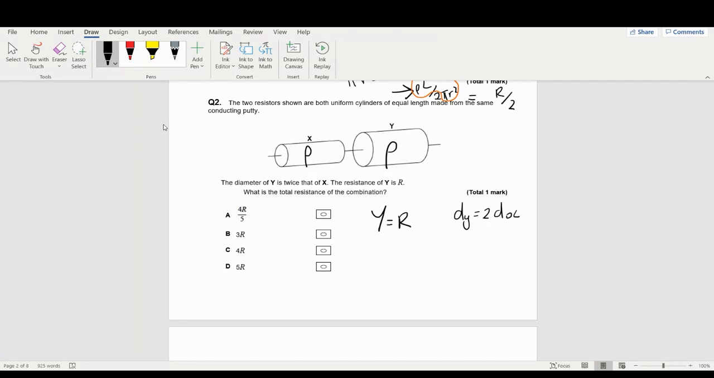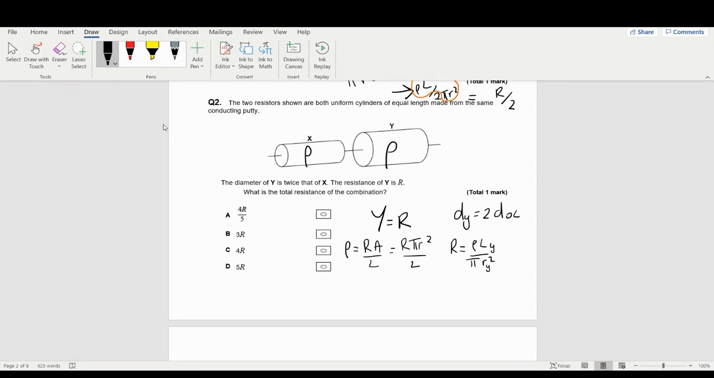So how I'm going to do this, I'm going to work out the resistivity of Y. Okay. So resistivity is R A over L, which is going to be R pi R squared over L. So R equals, there you go, rho L over pi R squared. Okay. So this is of course for the length of Y and the radius of Y there. Okay.